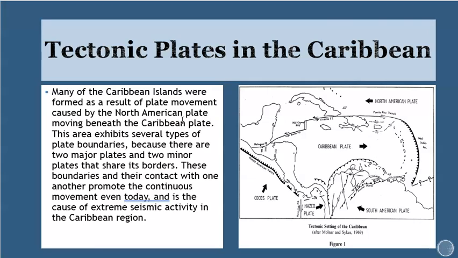This area exhibits several types of plate boundaries because there are 2 major plates and 2 minor plates that share its borders. These boundaries and their contact with one another promote the continuous movement even today, and that's why this area has extreme seismic activity. So anytime you hear seismic activity, you're going to think earthquakes, possible volcanoes.